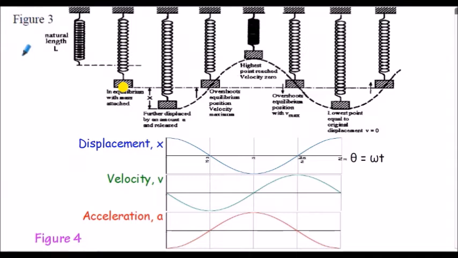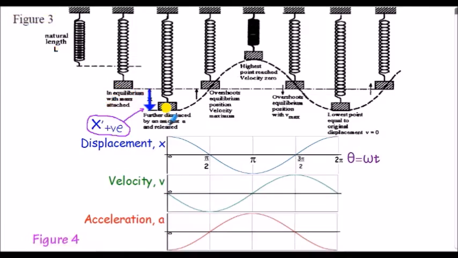So here's a slide showing figure 3 and figure 4 concurrently, where we try to relate the movement of the mass spring system to the various characteristics of displacement, velocity, and acceleration. So initially we have a spring of length L. We attach a mass to the end of the spring, and it eventually settles into what's termed the equilibrium position of the spring with the mass attached, and it's stationary. Now the mass is further displaced by a distance x, and then we're going to release the mass.